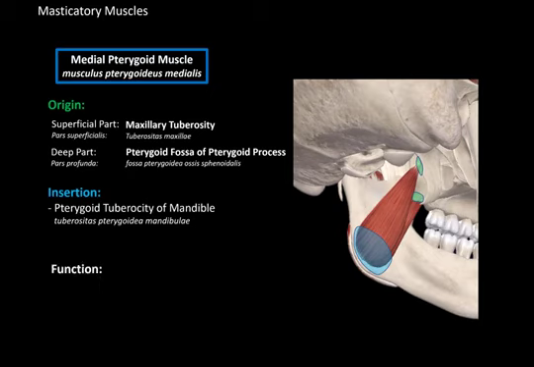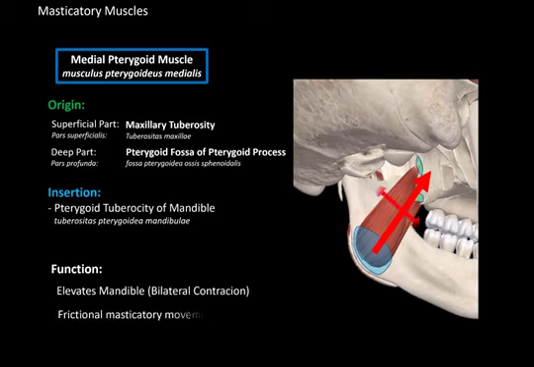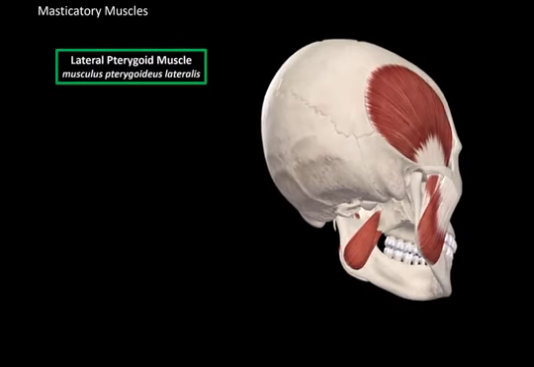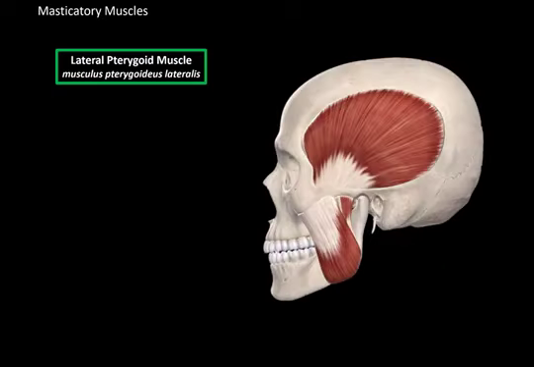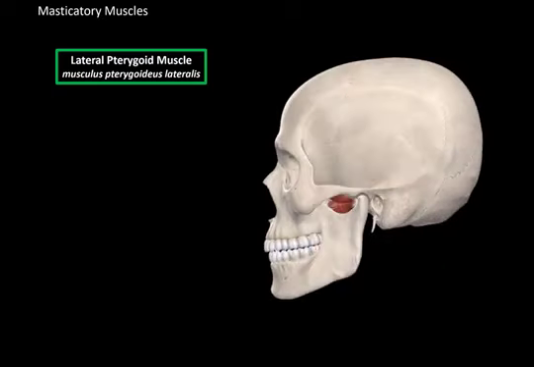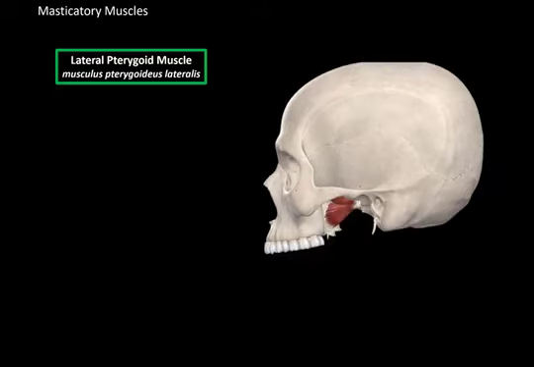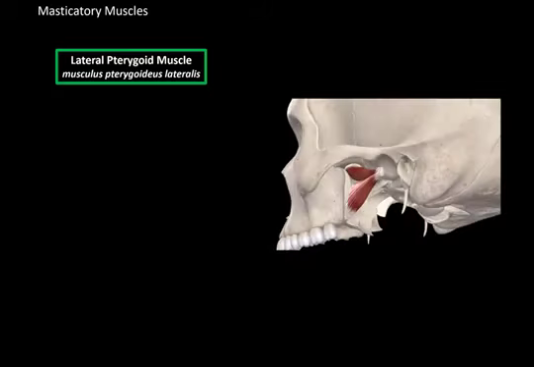The function of this muscle is elevation of the mandible if both the right and the left medial pterygoid muscles contract, and if only one side contracts, they move the mandible in a frictional masticatory movement, a grinding movement kind of. Then lastly, we have the lateral pterygoid muscle, which is located laterally to the medial pterygoid muscle. So if you go back to this view and remove all the muscles, and then you remove the mandible, we'll be able to see this muscle very easily.